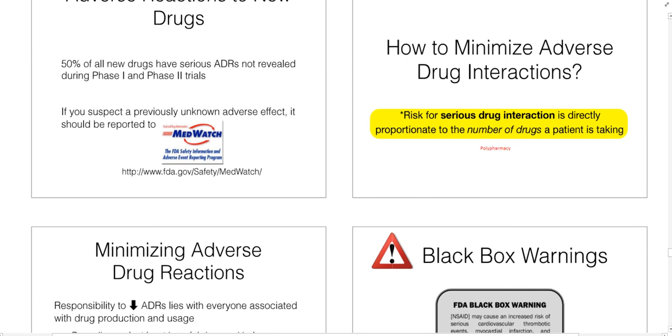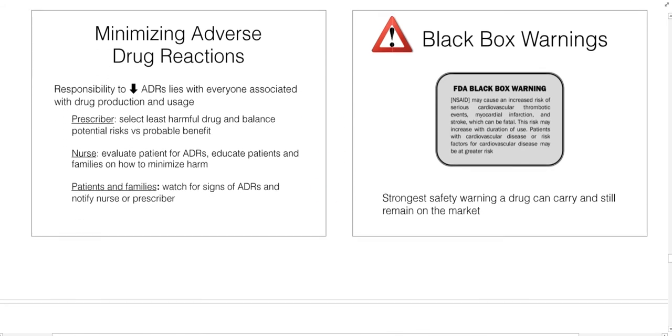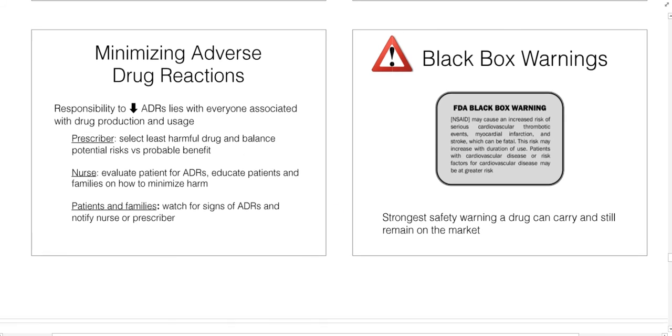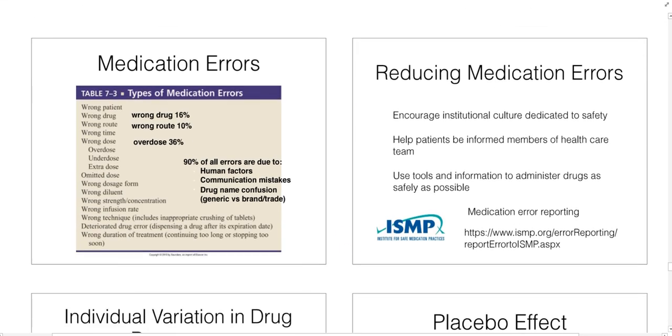So the higher the number of meds or drugs that a patient is taking, the higher the risk for a serious drug interaction. Communicate with everyone to make sure that you're giving the right meds and reducing drug reactions. Black box warnings are the strongest safety warning in drug labeling.